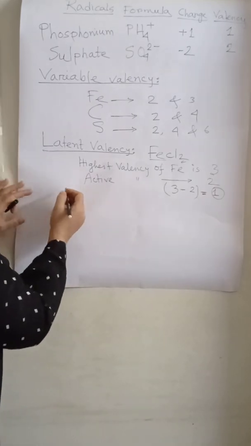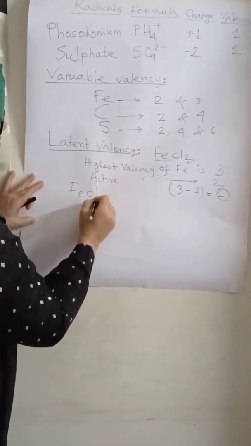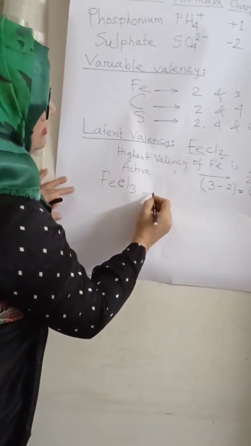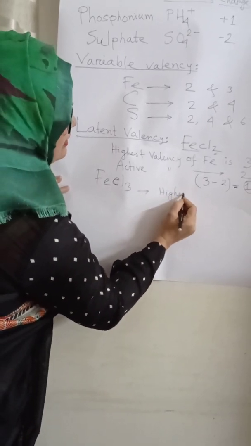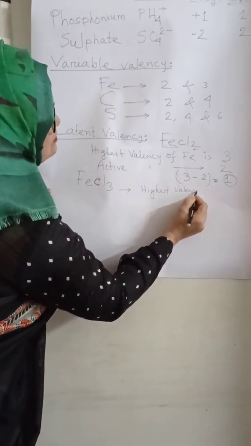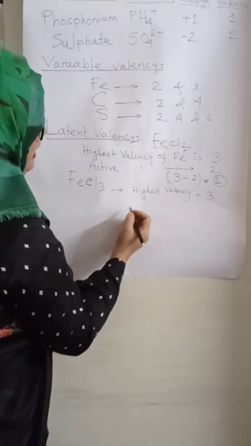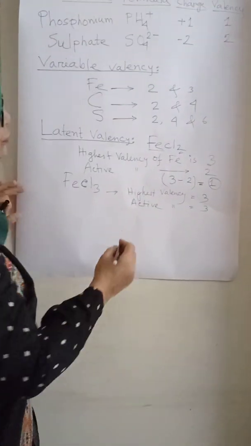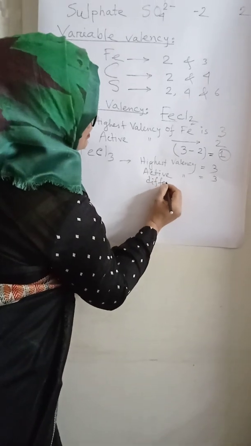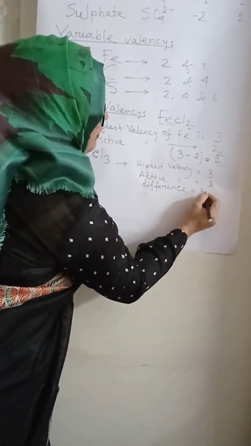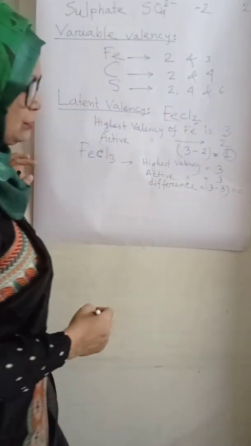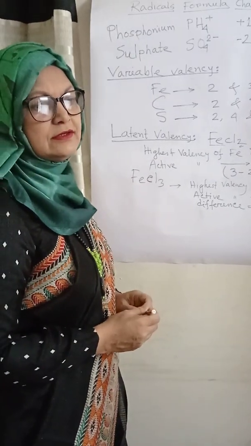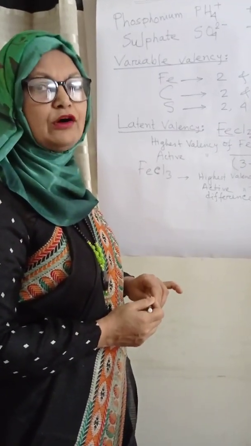Now another example, ferric chloride, FeCl3. Here highest valency of iron is 3 and active valency is also 3. So difference is what? 3 minus 3 equal to 0. So for ferric chloride there is no latent valency of iron.